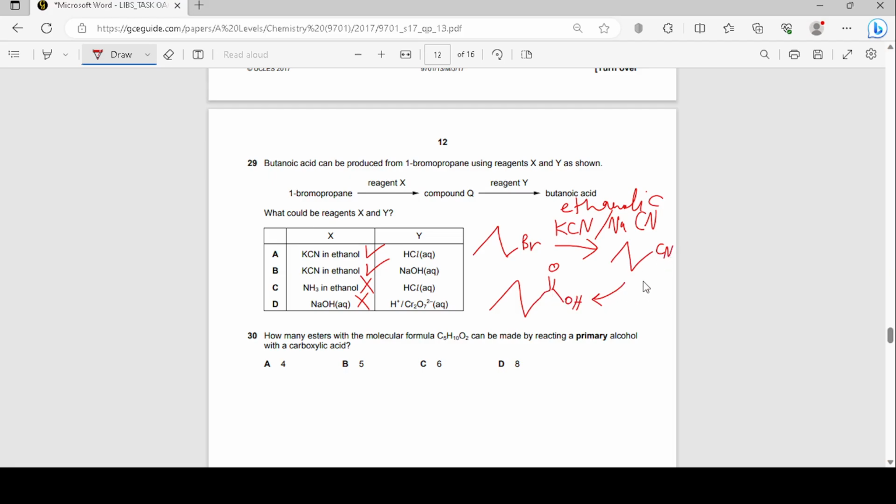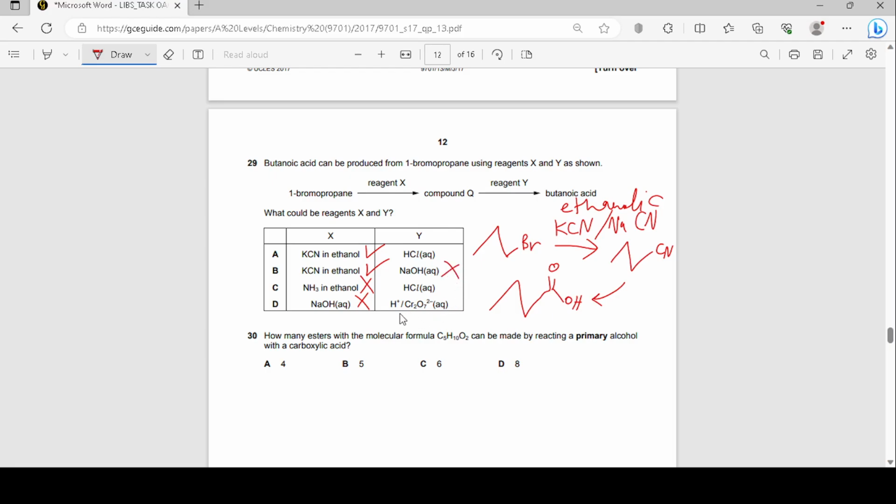So that would mean that you are basically doing hydrolysis, but you're not doing base hydrolysis, because base hydrolysis would have given you butanoate, or sodium butanoate to be exact, because they've shown you NaOH, right? So base hydrolysis gives you not a carboxylic acid but a carboxylate salt. So I can immediately cancel out B.